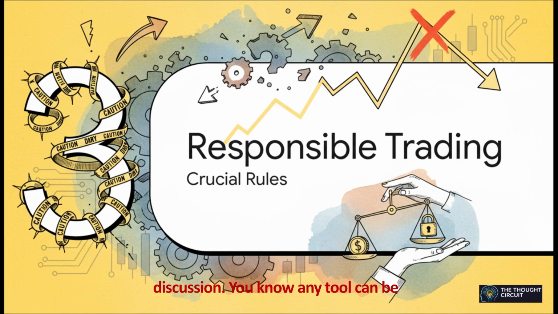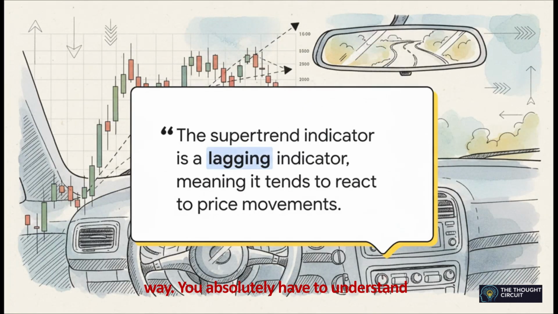All right, let's talk about what is, without a doubt, the most important part of this entire discussion. Any tool can be misused, and the Supertrend is absolutely no exception. So let's cover the critical rules for using it the right way. You absolutely have to understand this. The Supertrend is a lagging indicator. What does that mean? It doesn't predict the future, it only confirms what's already started happening. The rearview mirror analogy you see here is perfect. It shows you exactly where you've been, not where you're about to go.